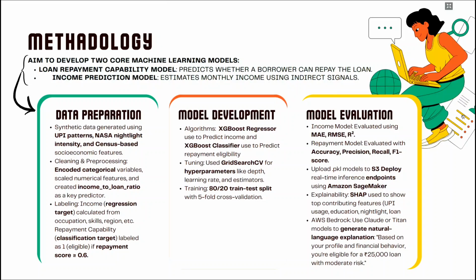And in model development, we use XGBoost for both the regression and classification tasks. Basically, XGBoost regressor for predicting income, and XGBoost classifier to evaluate the repayment eligibility. And the third phase is model evaluation. For the income model, we use MAE. For the repayment model, we use accuracy, precision, recall, and F1 score.